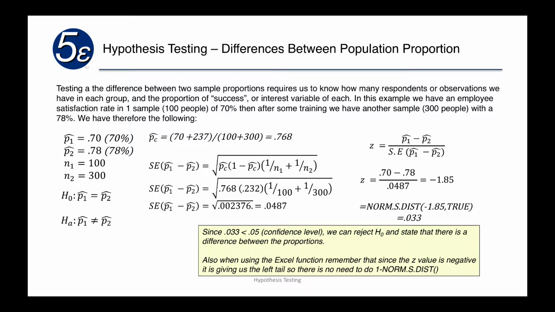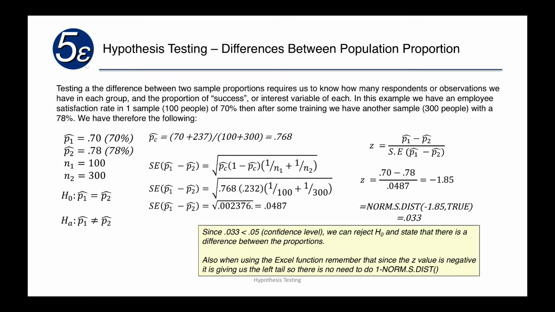So as we had said before, the standard error of the difference in proportions is equal to the square root of this pooled proportion, PC, times 1 minus PC, times 1 over N1 plus 1 over N2. So when we set all this up, our hypothesis test is down below as P1 hat equals P2 hat. Our alternative is that these two proportions are not equal to each other. When we calculate our standard error of the difference, we end up with a number of 0.0487, and we will plug that into the denominator of the Z statistic.